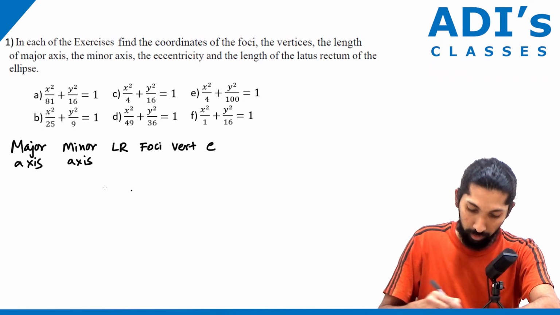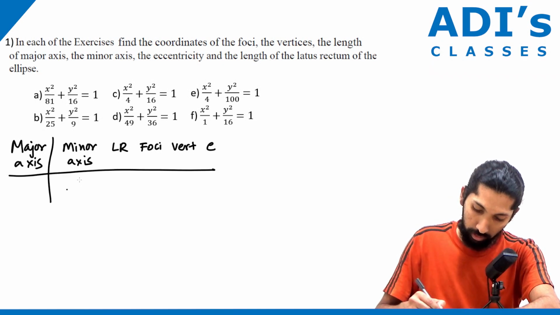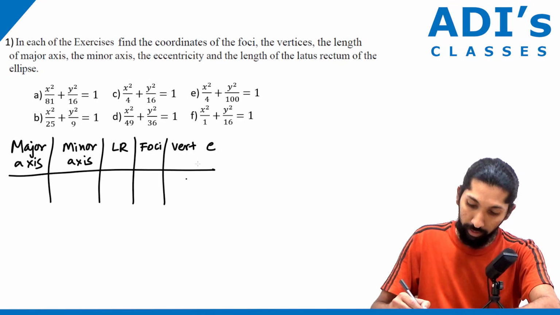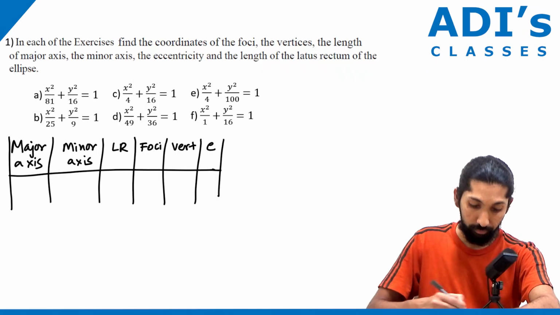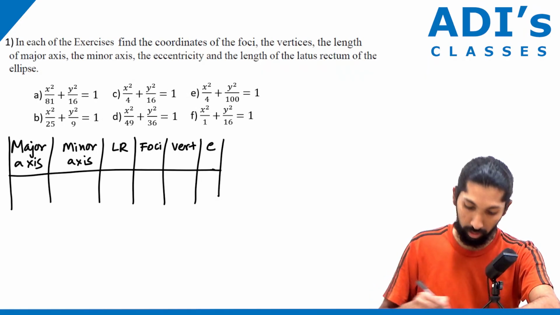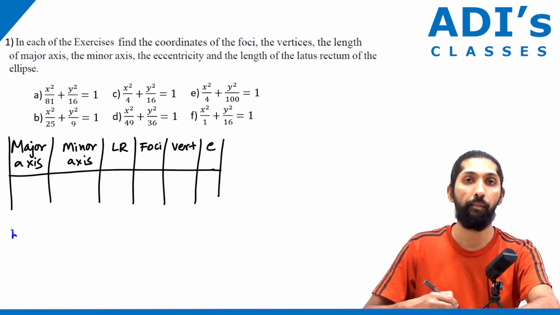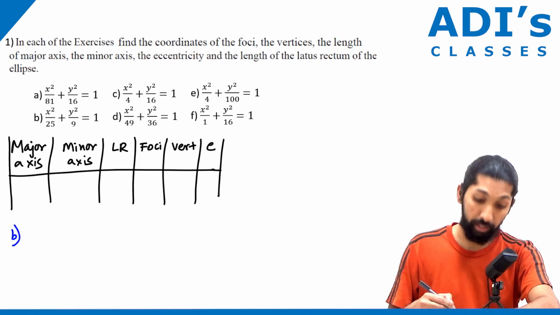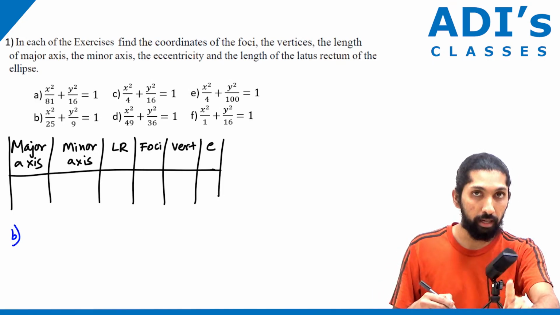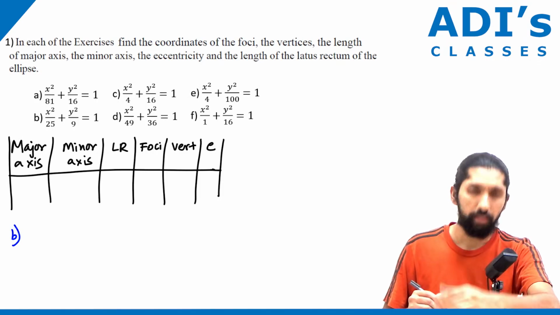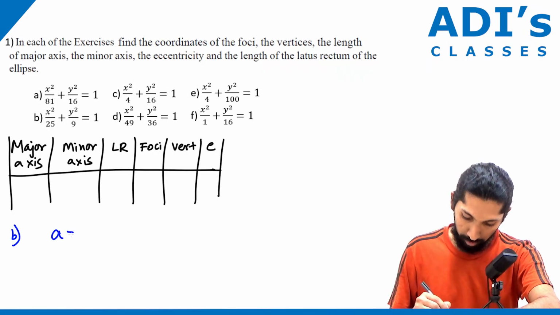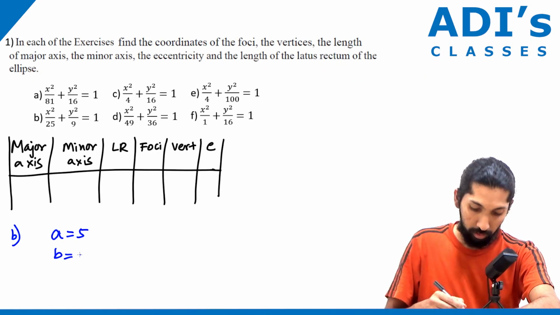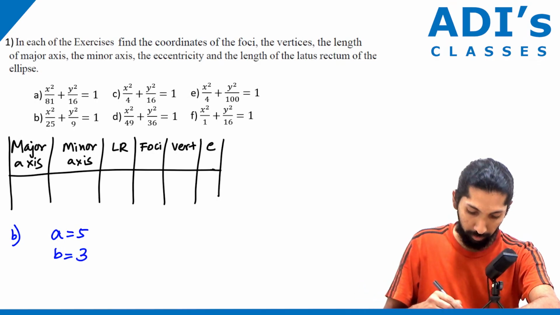So we'll make a small table like this. Every time we get one particular value, we can keep it here. Okay. Let's start with the second question, that is B. Now in this one, x square by 25 plus y square by 9. Again, a square is greater than b square. Directly we'll write the value of a and b. So a value is 5, b value is 3. So major axis is going to be 5 units, minor axis is going to be 3 units.